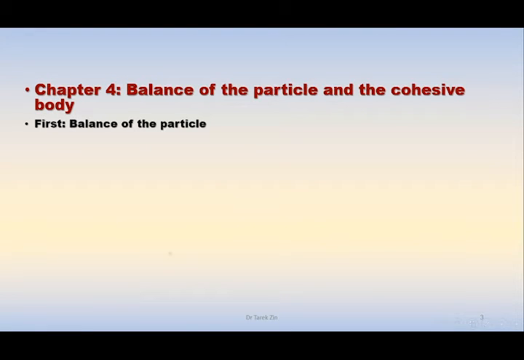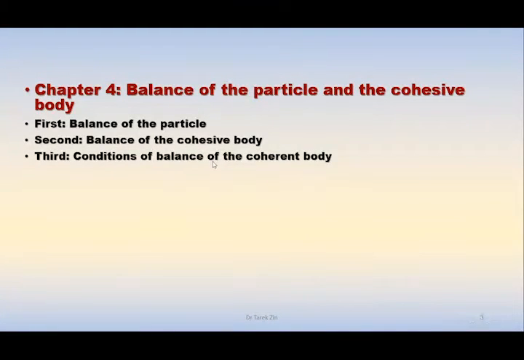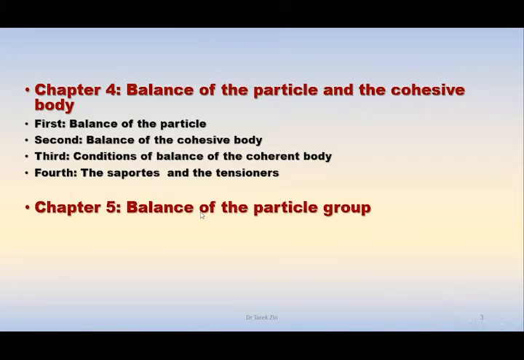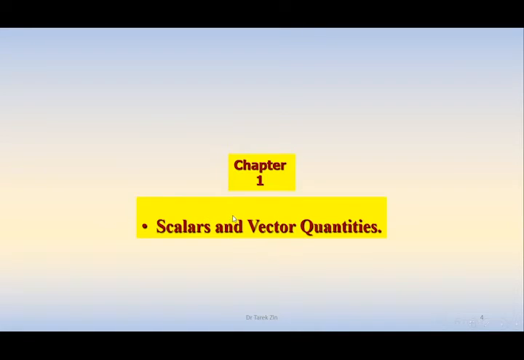Finally, we're going to talk about the particle balance and the cohesive body or solid body. This one will be a balance for that particle and the balance of the solid body, and the condition of balance of the coherent body or solid body. Then we'll talk about the supports and potentials, and finally particles of group. Let's start with chapter number 1, which is called scalars and vectors quantities.